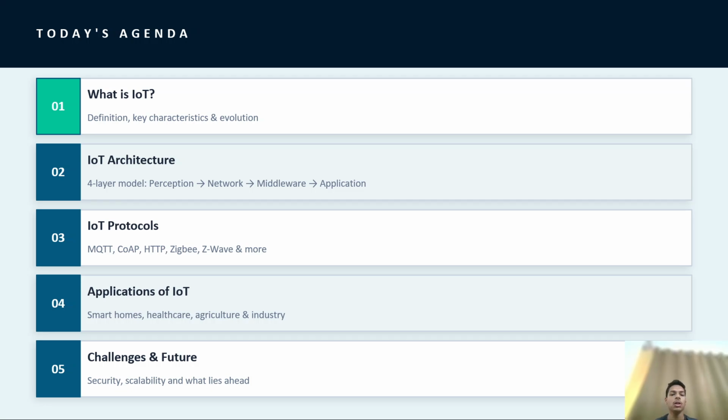Before we jump into the content, let me quickly walk you through what we will be covering today. We start with the basics, what IoT actually means, then we move into the architecture, understanding how IoT systems are structured. After that, we look at the protocols, the languages devices use to talk to each other. Then we explore applications across different industries. And finally, we'll briefly touch on challenges and the future of IoT. This is a well-rounded overview of Unit 1. So stay with me.